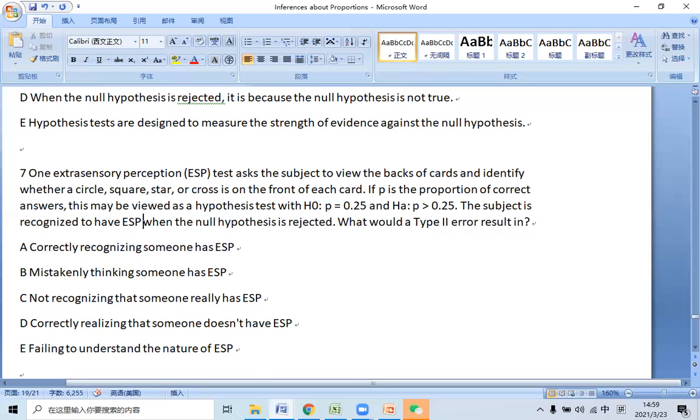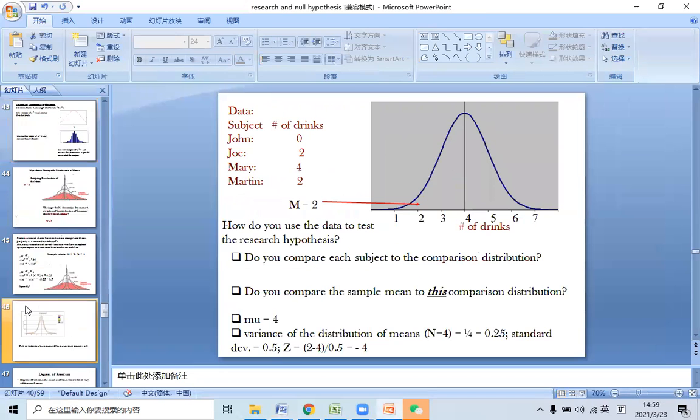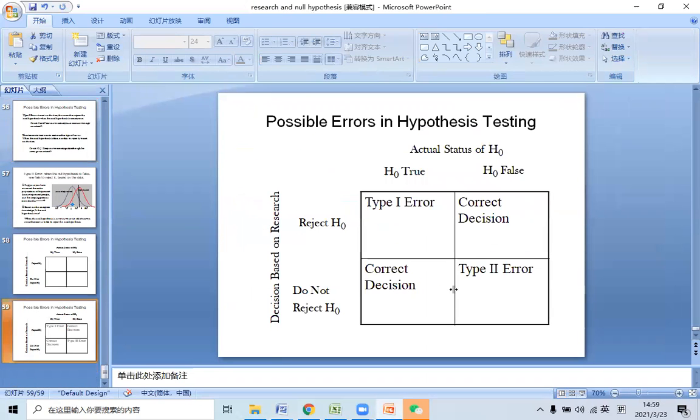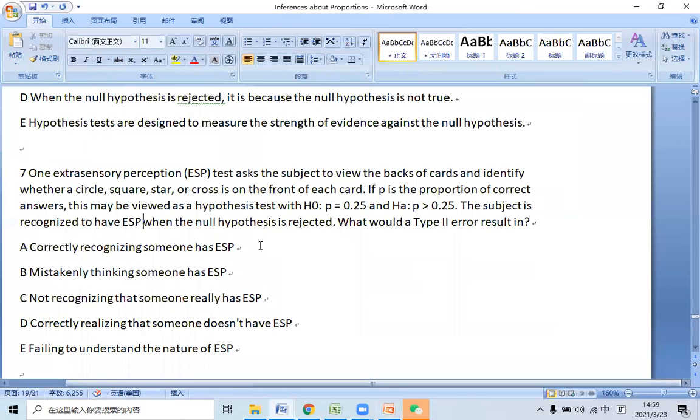Would be a type 2 error. Type 2. Well, look at type 2 error. Type 2 error is when the null hypothesis is false, and you decide not to reject the null hypothesis. This would be the type 2 error. Think a bit, take a minute to think. Type 2 error. In this case, what would be H0?